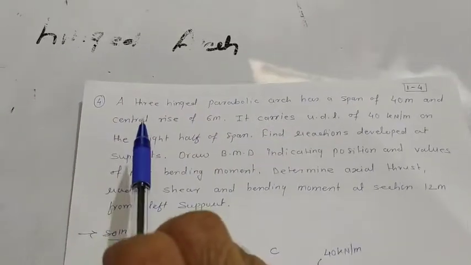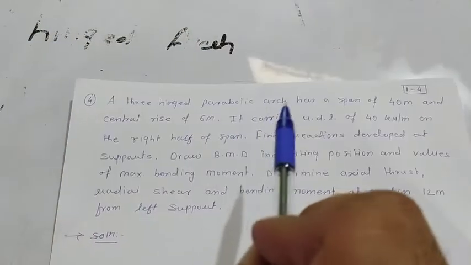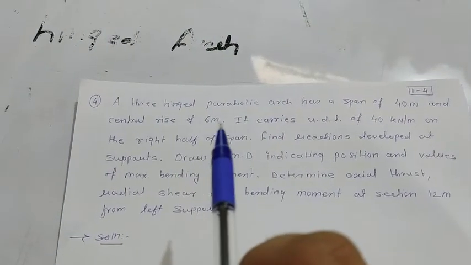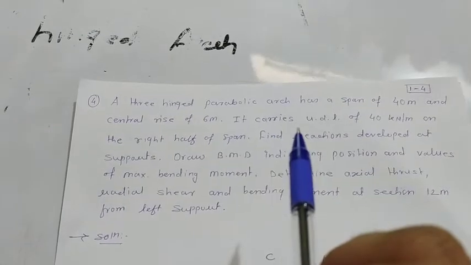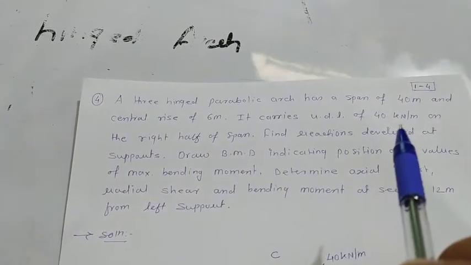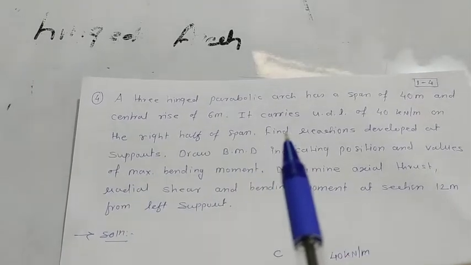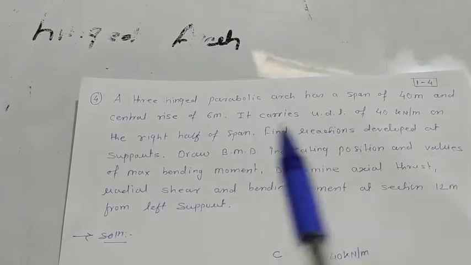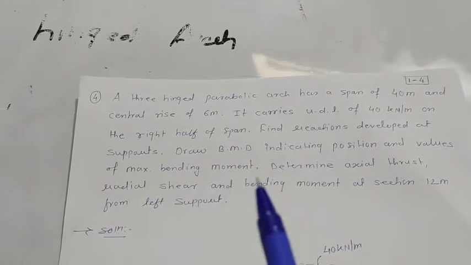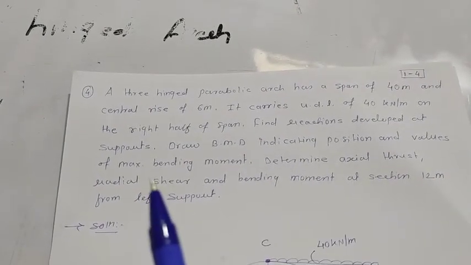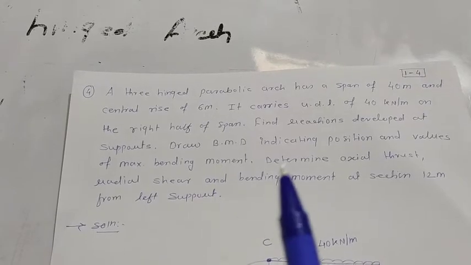So what is the problem? A three hinge parabolic arch has a span of 40 meter and central rise of 6 meter. It carries a UDL of 40 kilonewton per meter on the right half of the span. Find the reactions developed at supports. Draw the bending moment diagram indicating positions and value of maximum bending moment.